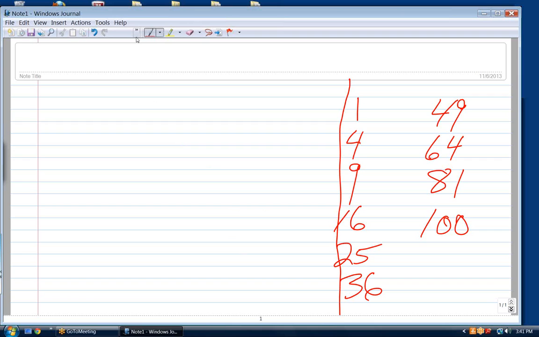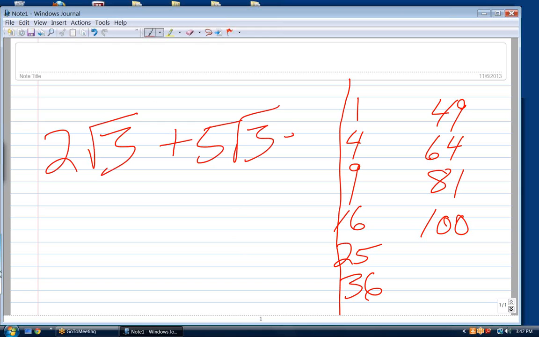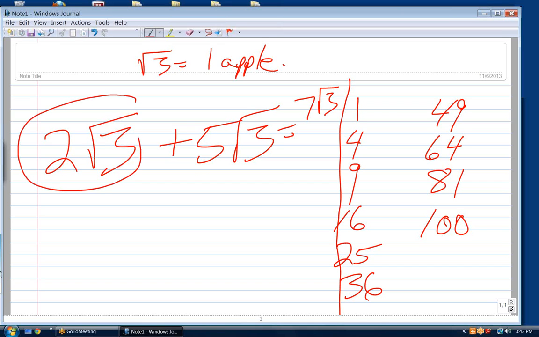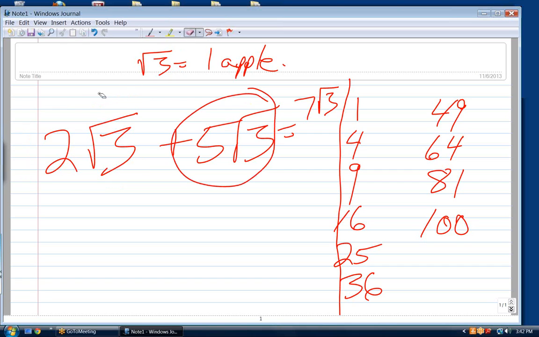All right, let me think for a moment. Tell me what this is. 10, 30? No, that's 7 root 3. If a root 3 equals an apple, and I have 2 apples there, and I'm adding 5 apples there, I'm going to end up with 7 apples.